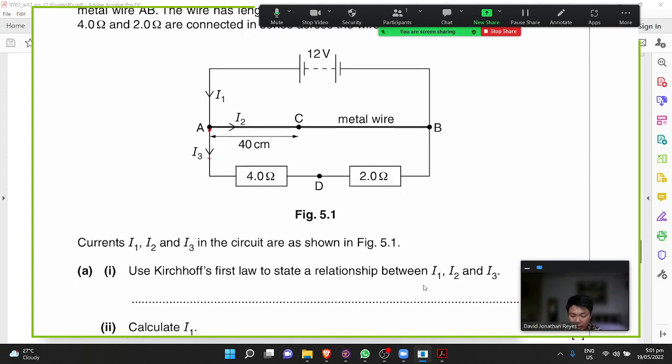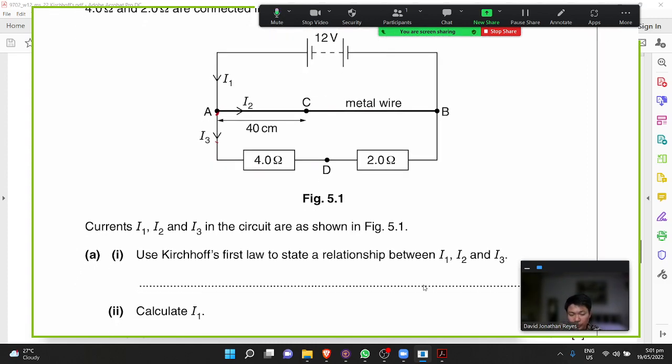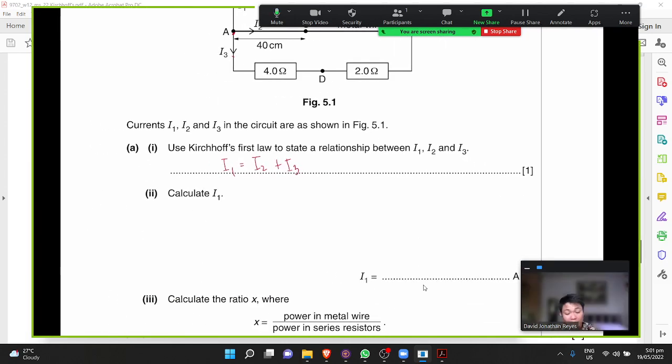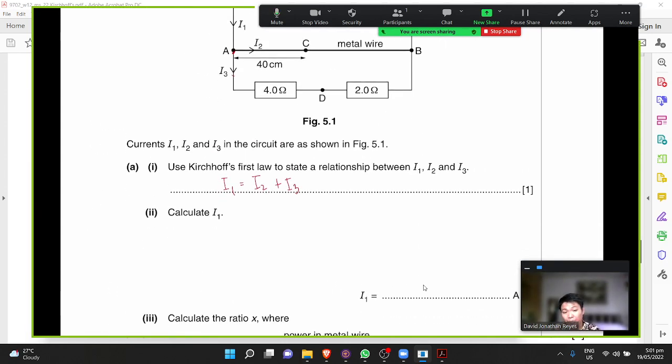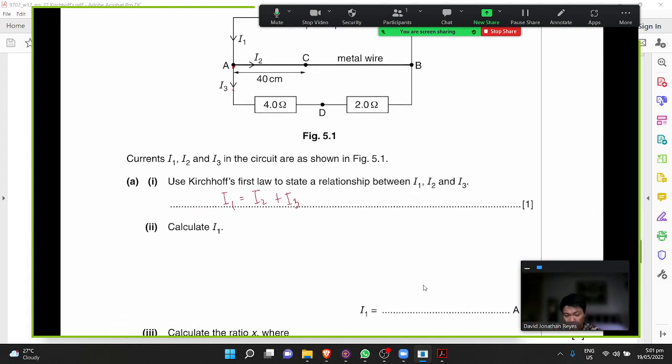That means that if you combine I3 and I2, it should be equal to I1, and that's the first law, where whatever current enters a junction should be equal and opposite to what is leaving the junction. So that gives you I1 equals I2 plus I3, and that would be the statement. Now here, you are asked to calculate I1. There are actually two approaches that we could use to calculate I1.